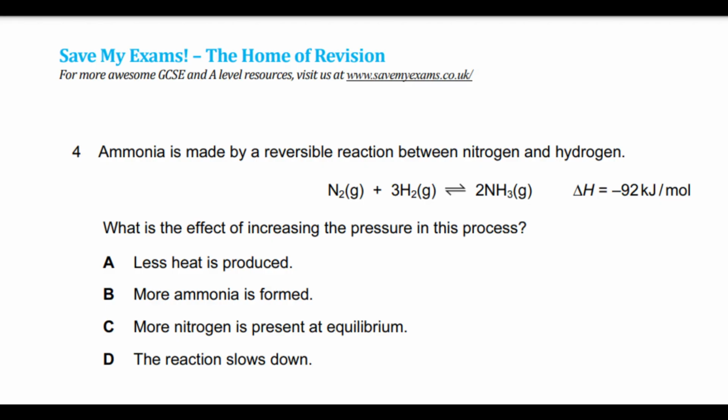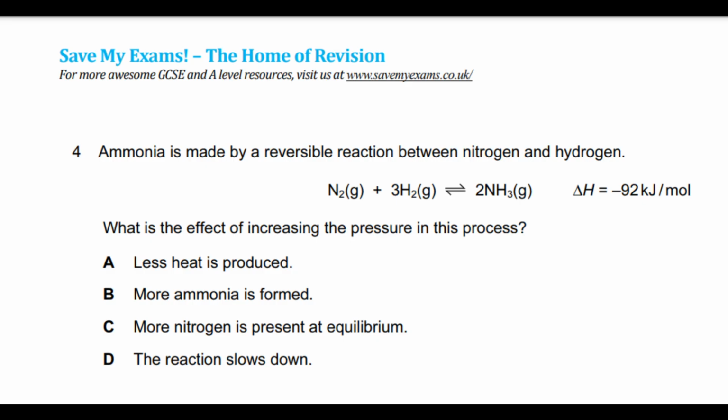Ammonia is made by a reversible reaction between nitrogen and hydrogen. Okay, this is the reaction. Nitrogen gas is reacting with hydrogen gas and we are getting ammonia. Delta H is negative, and negative shows that it is an exothermic reaction. In case of an exothermic reaction, increasing the temperature favors the backward reaction. If you don't understand the effect of temperature on exothermic and endothermic reactions, I have made a separate video just on this effect of the increase or decrease in temperature on the reaction. Just go and watch it.